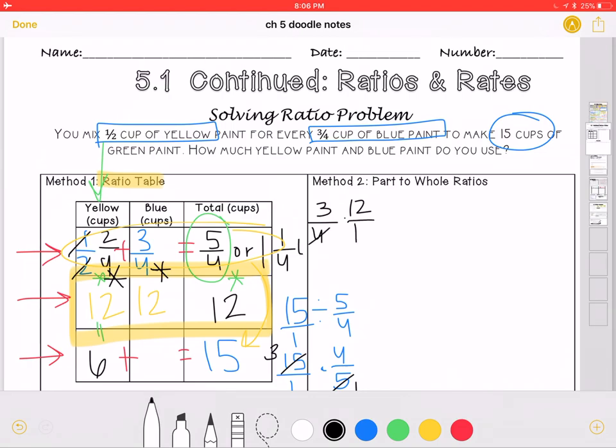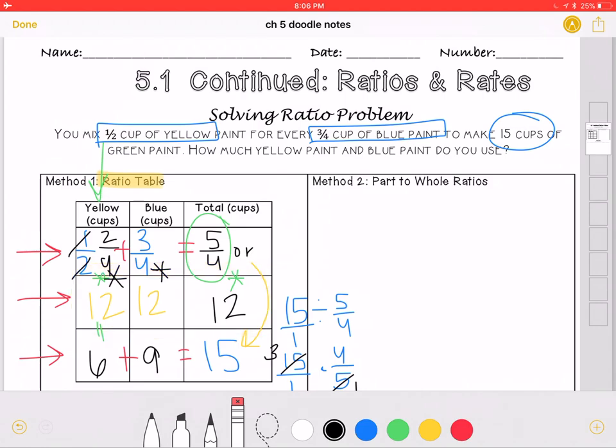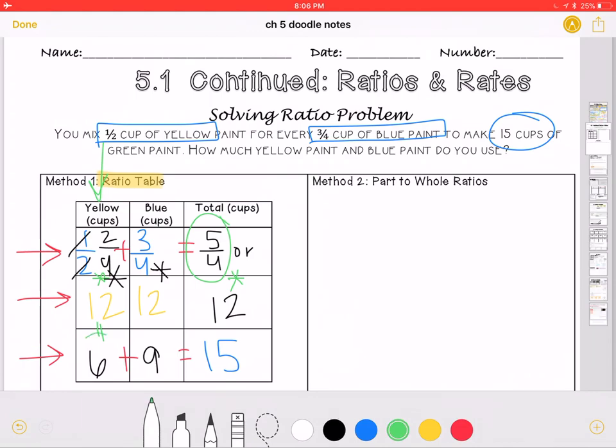I'm going to cross simplify. I get 9. Now you can check whether or not you're correct by saying, okay, is 6 plus 9, does that give me 15? Yes. So I would need 6 cups of yellow, 9 cups of blue in order to make 15 total cups of green. So these would be my two answers, 6 and 9.